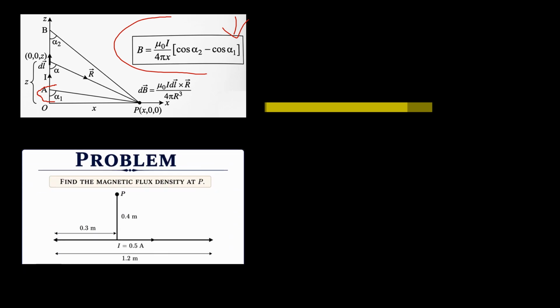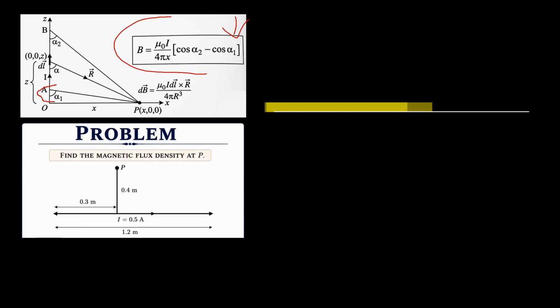You have to connect your field point you are examining to the end of the rod here. Then the angle formed is going to be alpha 1. If you connect this field point to the other end of the rod, the angle formed here is going to be alpha 2. So let's go into the solution.